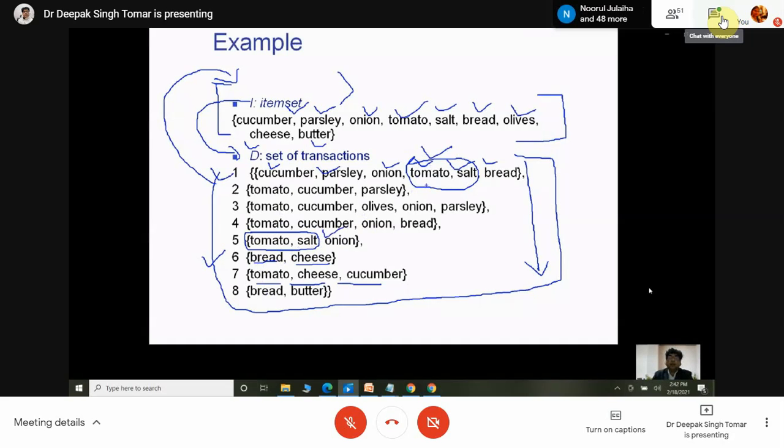How many times when they buy the tomato and salt, they also buy the onion? This is item set of 11. 3. Tomato item set here and here they have. So this way we want to find the largest group and then we want to make some item sets are here.